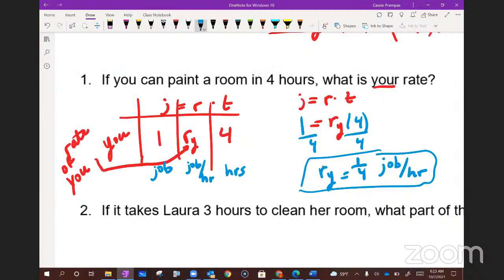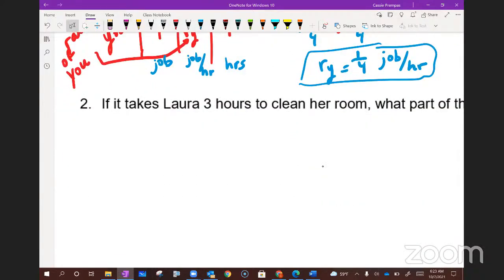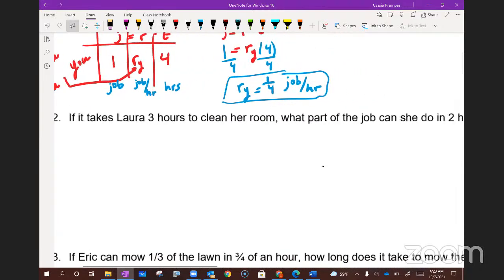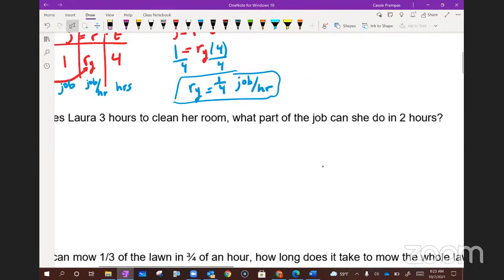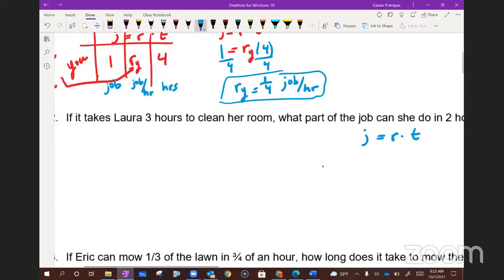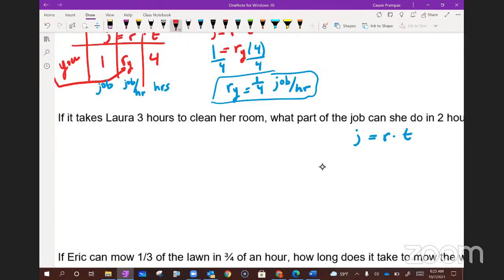Number 2 says, if it takes Laura 3 hours to clean her room, what part of the job can she do in 2 hours? Well, I know that the part of the job that she can do is going to equal her rate times her time. Now, did it give me her rate? No. So let's start with the same type of chart system.